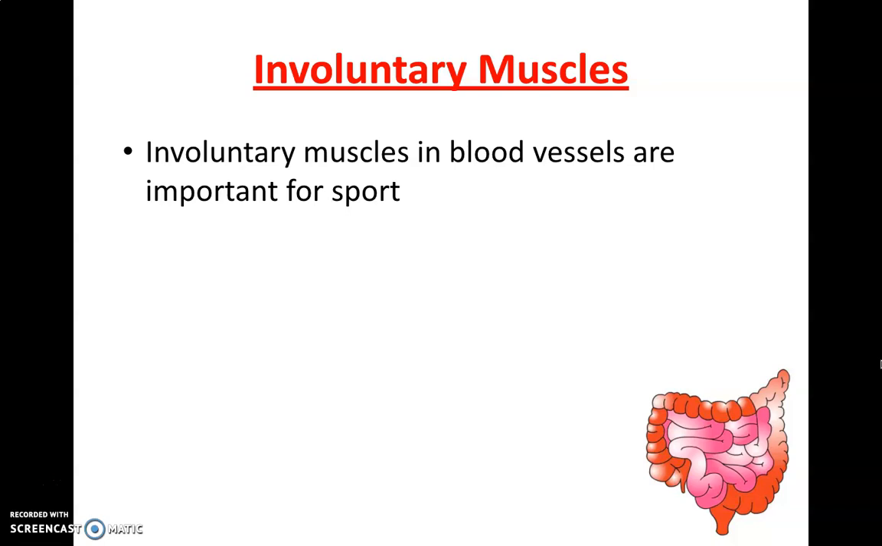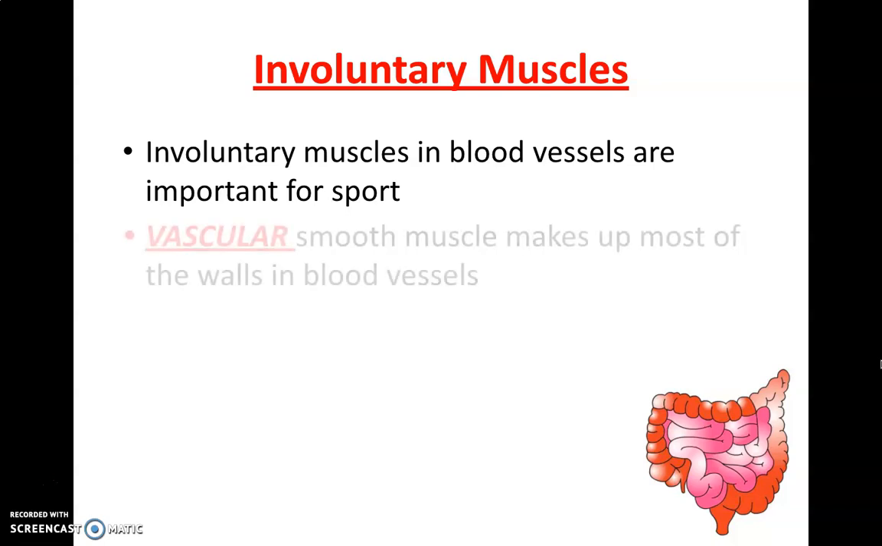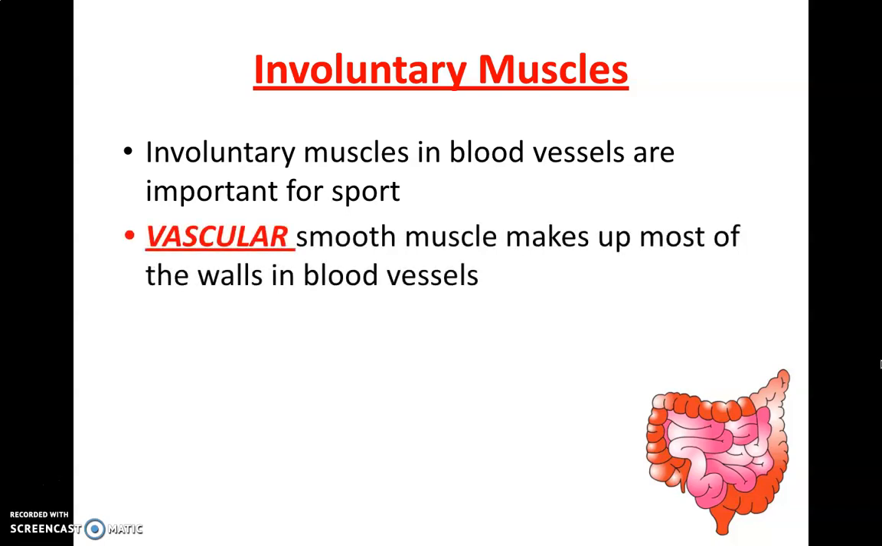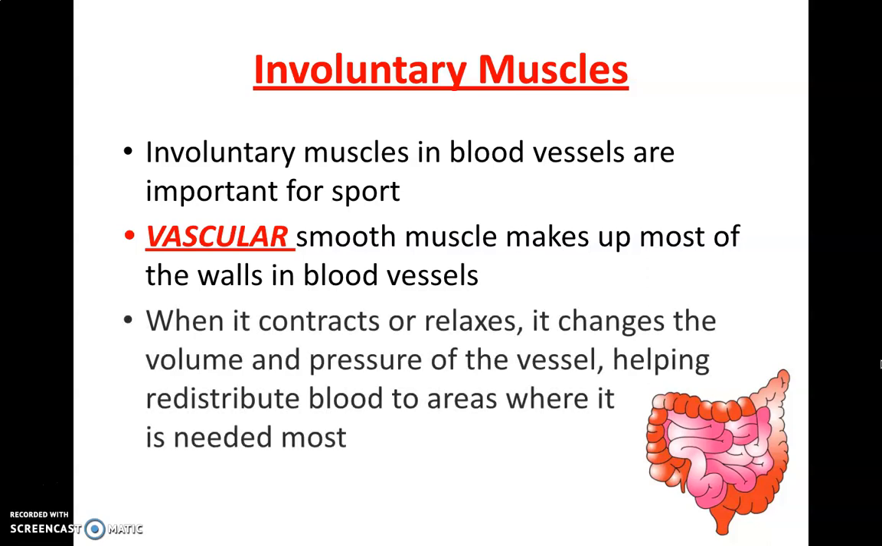So the involuntary muscles in blood vessels are important for sport. Okay, so in the blood vessels, the involuntary muscles are really important. So vascular smooth muscle makes up most of the walls in blood vessels. Okay, when it contracts or relaxes, it changes the volume and pressure of the vessel, helping redistribute blood to areas where it is needed most.